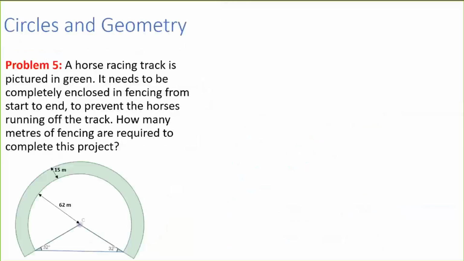And the last problem for today's webinar is this one, which is about a horse racing track pictured in green. Now, the diagram looks quite complex at first glance. The question says this horse racing track needs to be completely enclosed in fencing. It asks how many meters of fencing are required to complete this project.